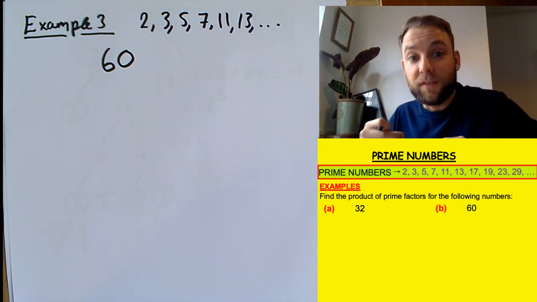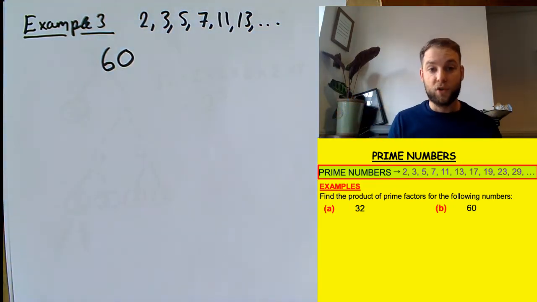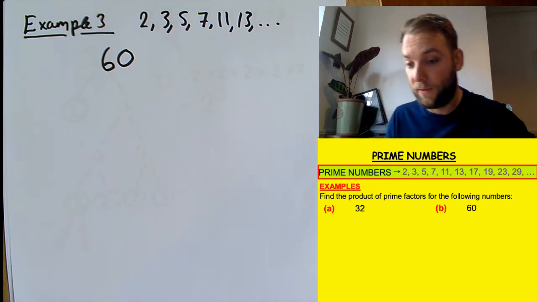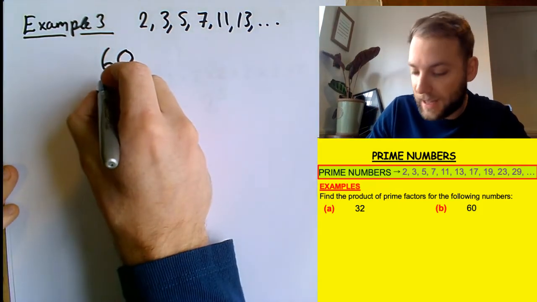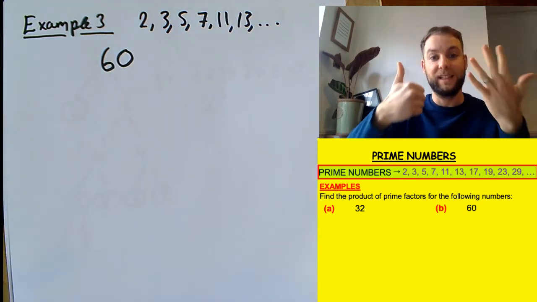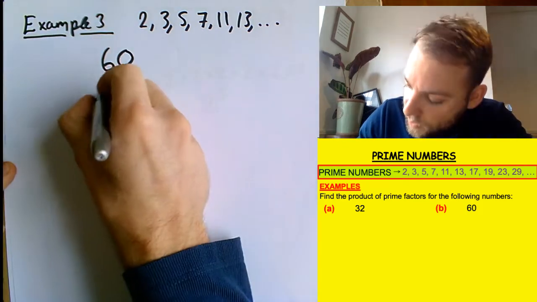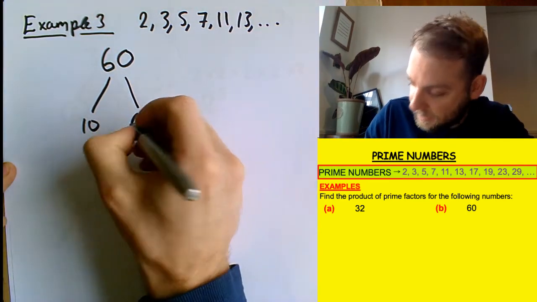So now we're going to divide up 60. You could start with 2 and then carry on with the 2 there, but I can see some bigger numbers that go into this. So I'm going to start with 10, because 10 goes into 60. How many times does 10 go into 60? Well, 10, 20, 30, 40, 50, 60, 6 times. So this one here is going to be 10 and 6.